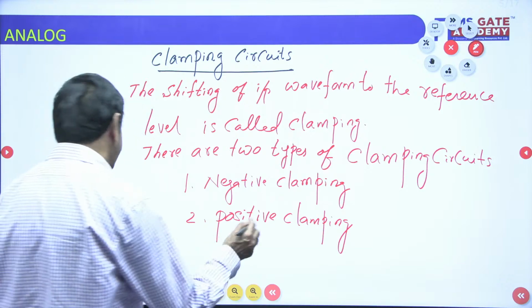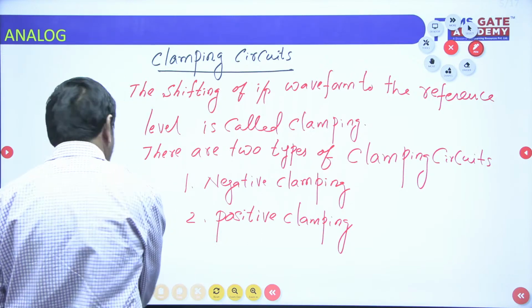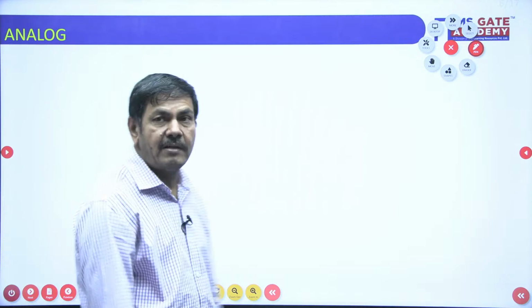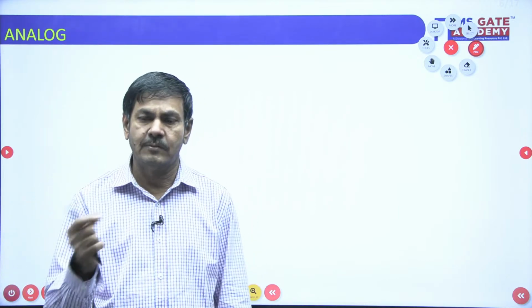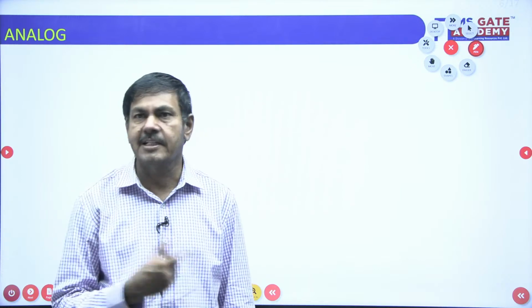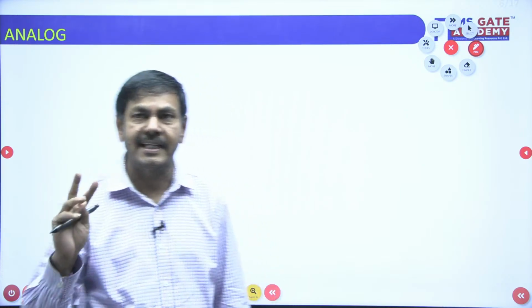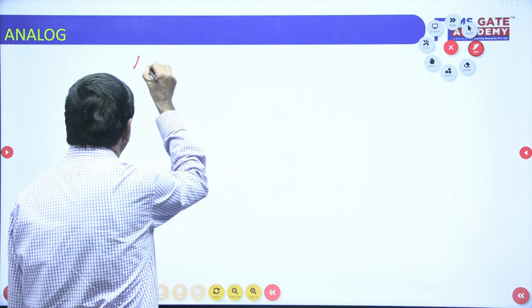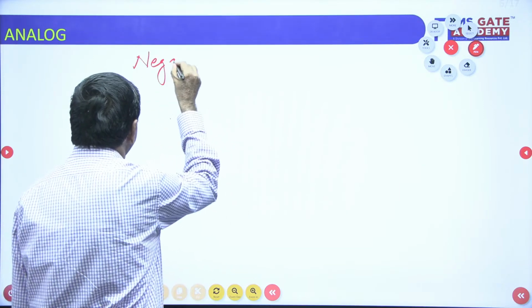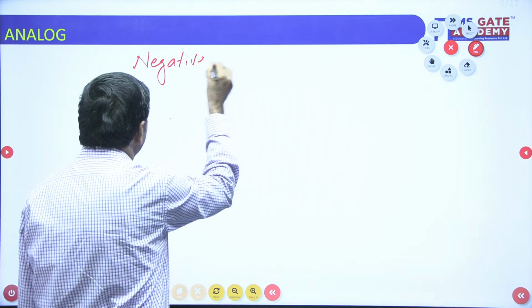Initially, I wish to take negative clamping. First, systematically, I will explain how the negative clamping is done. Then after, very directly, in one step, how to get the answer, I will explain also. Both methods you can understand clearly. I wish to take initially negative clamping.